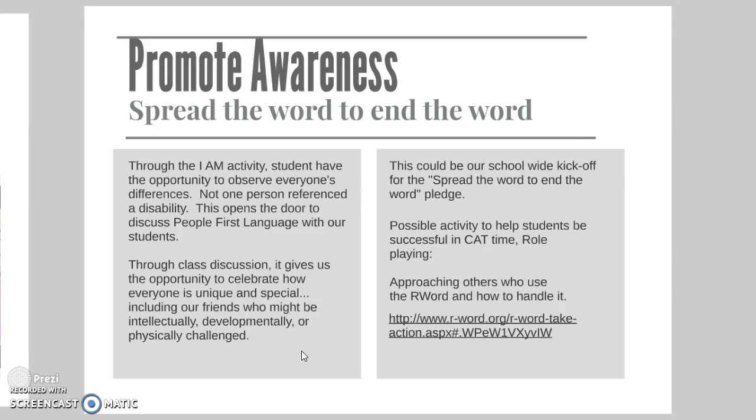And again, we talked about this, but I think this would be a great opportunity for us to use this. This year we did Spread the Word to End the Word, but there really wasn't a lot of buy-in. There really was just our student council made signs. Our principal noted every morning and talked about it and just talked about not using the R word and kind of promoting that. But I think this would be a great reason to give them alternatives.